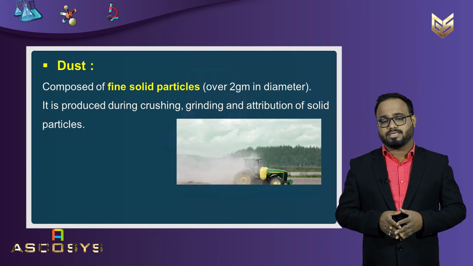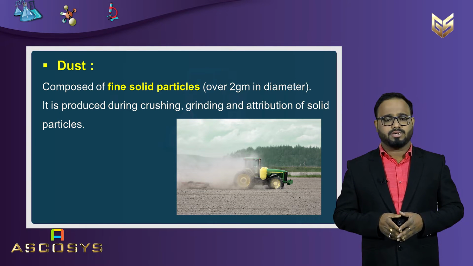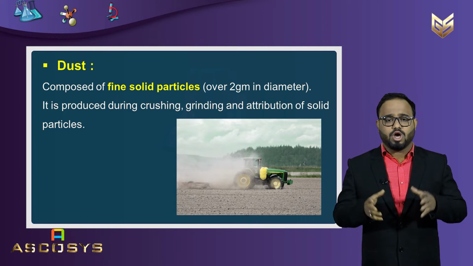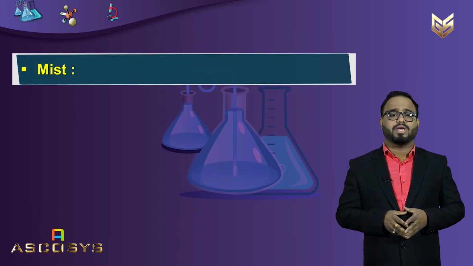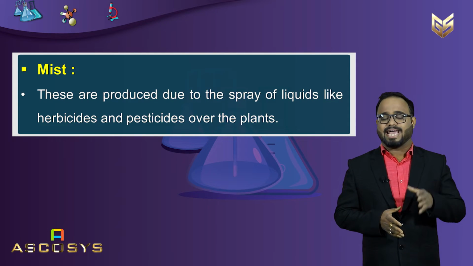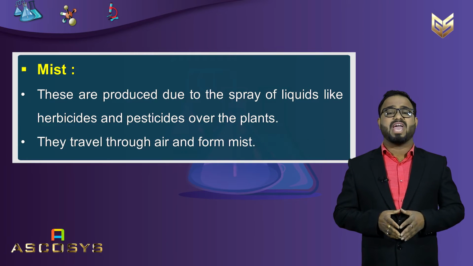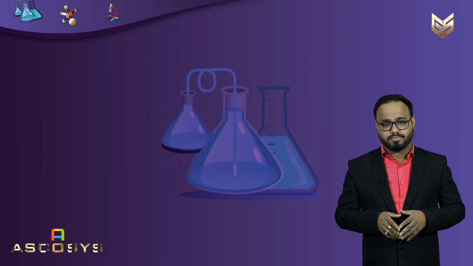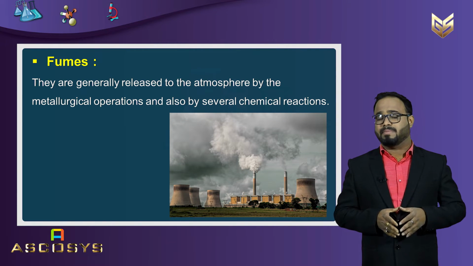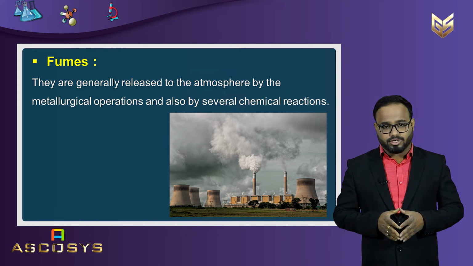Number 2, dust, composed of fine solid particles over 2 micrometers in diameter. It is produced during crushing, grinding and attrition of solid particles. Number 3, mist: these are produced due to the spray of liquids like herbicides and pesticides over the plants. They travel through air and form mist. Fumes are generally released to the atmosphere by metallurgical operations and also by several chemical reactions.